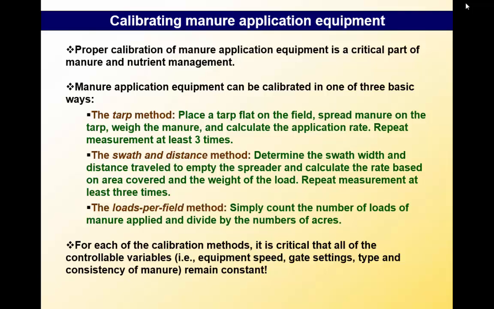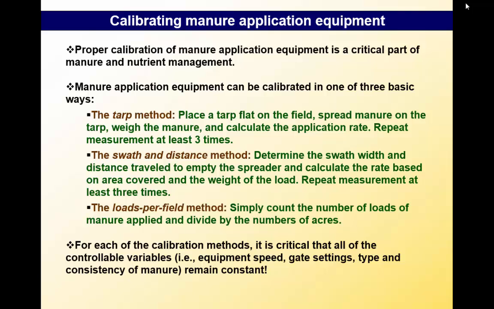Proper calibration is a critical part of manure nutrient management. You can do it in one of three ways, and this is if you're broadcasting or spreading. There's the tarp method. You place a tarp flat on the field. You spread manure on that tarp. You know the area of the tarp covered. You weigh the manure that was collected on that tarp, and you can get an application rate. Because you know your nitrogen content, but you have to know how much you are applying through that spreader to the land to get it to a per acre basis. There's a swath and distance method where you pretty much run that manure spreader out.